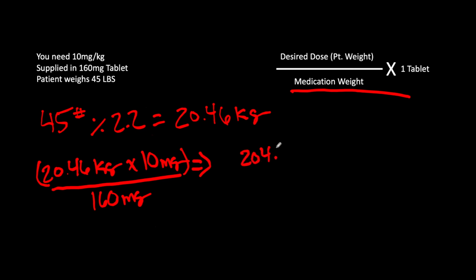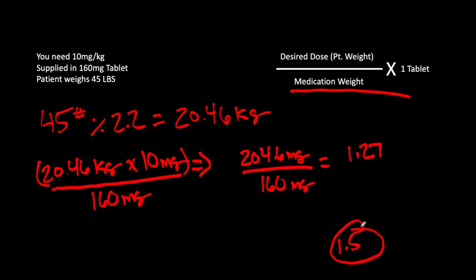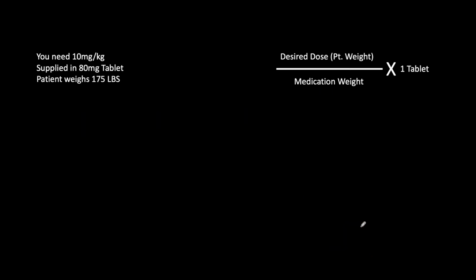So this is going to give us 204.6 over 160, which will equal 1.27. We want to round to the nearest half or whole tablet. So for this case, I'm going to round up to 1.5 tablets. So for our next example, we have a 175-pound patient, and we're going to be using an 80 milligram tablet this time. So why don't you go ahead and try it? I'll give you a minute, and then we'll go over the problem together.